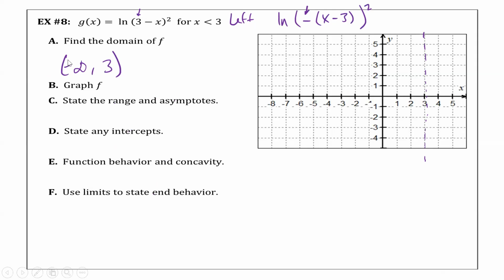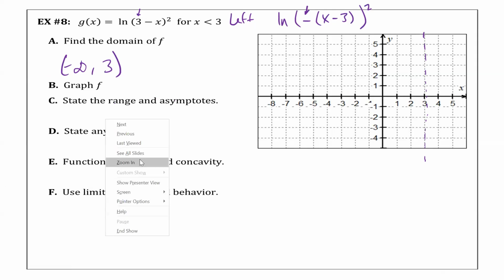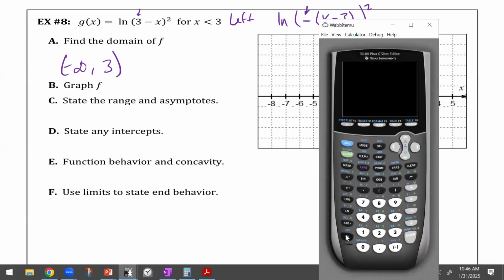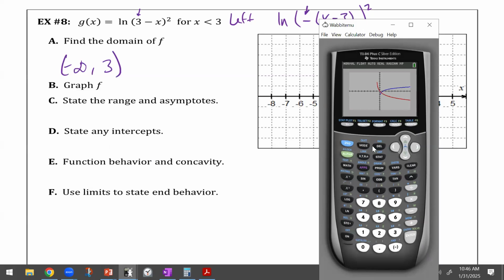And now we're going to graph to confirm. Okay, so I'm going to go here. I'm going to go ahead and take that out. And I'm going to type in natural log of 3 minus x, squared. That's not a square, is it? Yeah, it is.